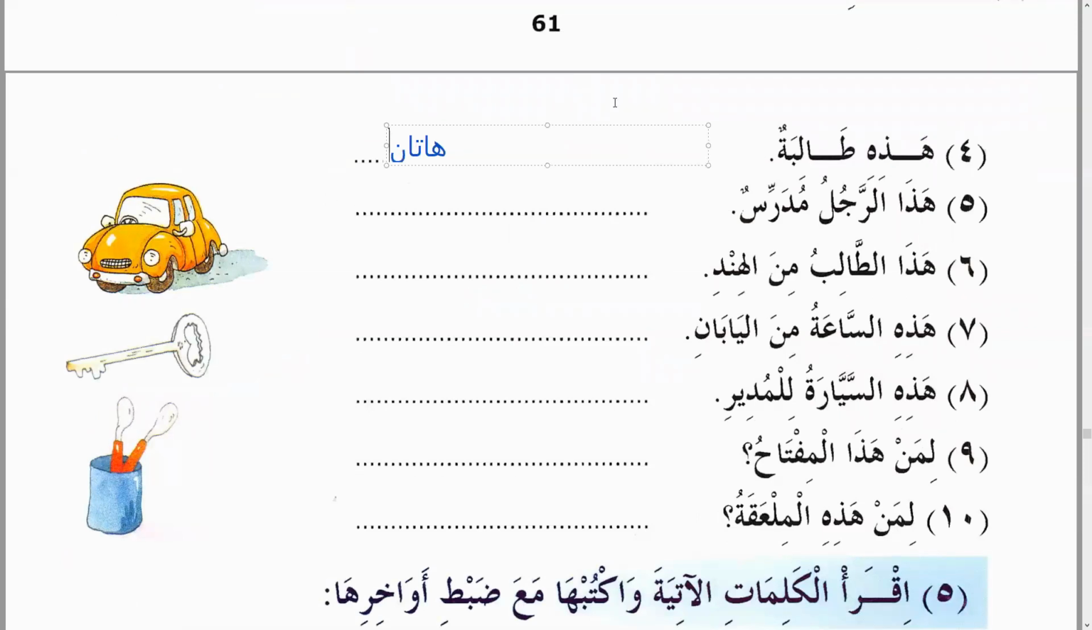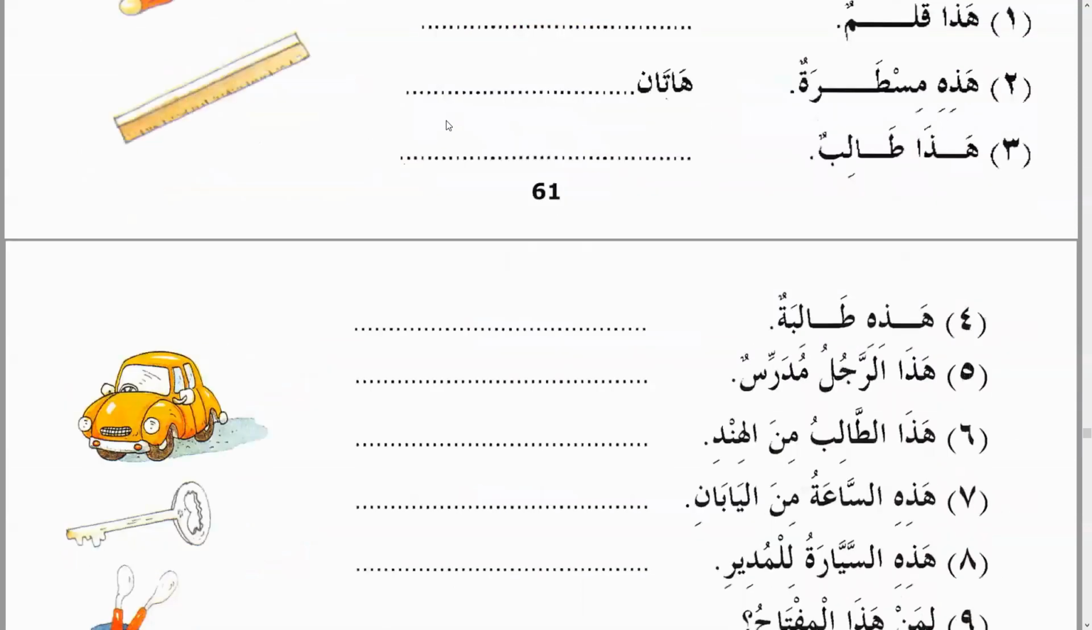Hatani. And this we'll write normally with an alif. We won't write hatani, we write hatani itself. Hatani talibatani. These are two female students. Hada rajulu mudarrisun. So we have to say these two men are teachers. So everything dual, dual, dual.